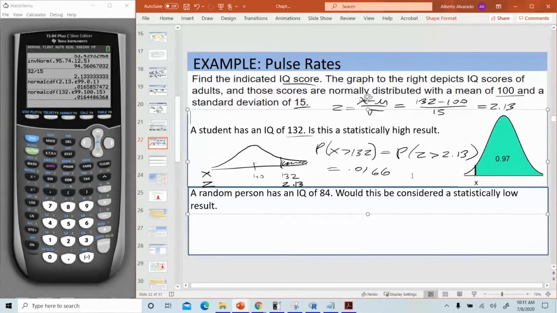Okay, so good. I got one answer. Jeremy says yes, it's above 2 standard deviations. Good logic. Anybody have another answer for a different reason? Or I guess the same answer, yes, for a different reason. What's the other reason that this is statistically high?